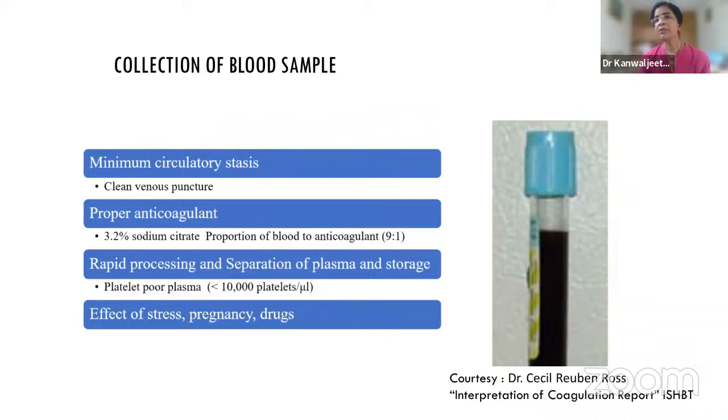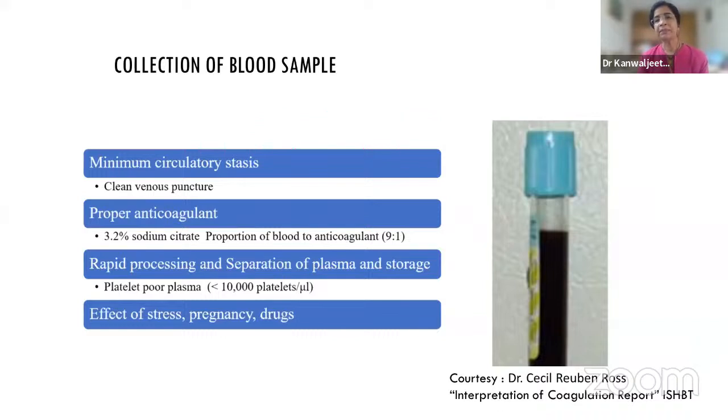And this blood should be filled up to the mark. If it is less than 20%, this is 20% deficient, then we cannot interpret the results. The results will be prolonged. This should be processed rapidly. It should not be stored in a refrigerator or in heat. 18 to 24 is the optimum temperature. Both the refrigeration temperatures and the heat lead to altered readings of the APTT and PT test.